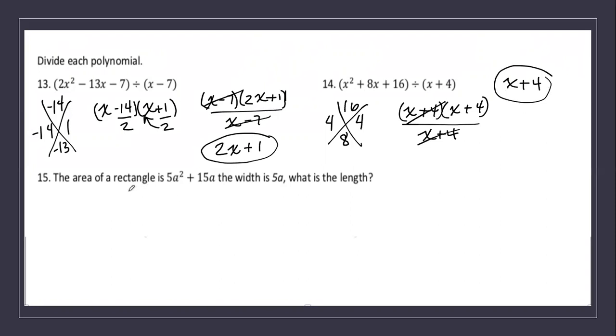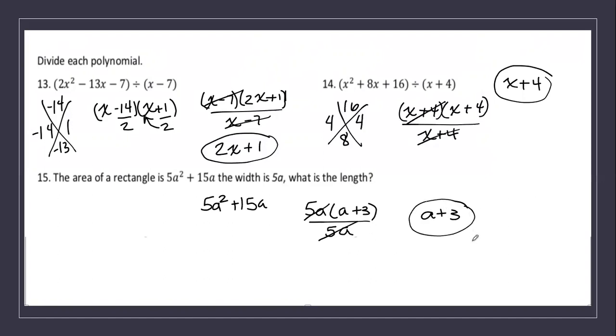The last one I have, the area of a rectangle is 5a squared plus 15a. The width is 5a. What is the length? So I am going to factor out my greatest common factor here. In this case, I have a 5 in common in each one of these, also an a. So I can factor out 5a. I'm left with a plus 3 all over my denominator, which is the width, 5a. I can cancel these. I'm left with a plus 3. Okay, and that's it.